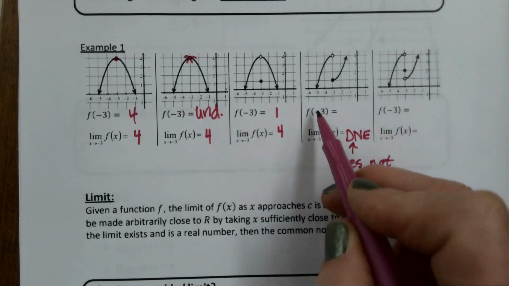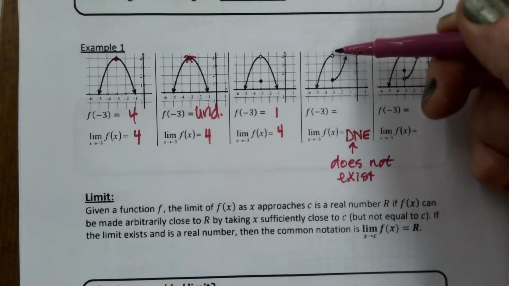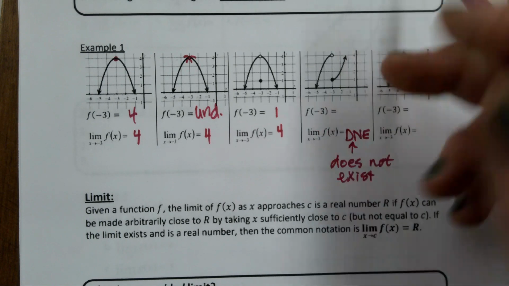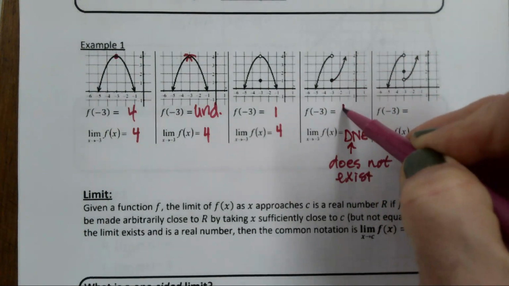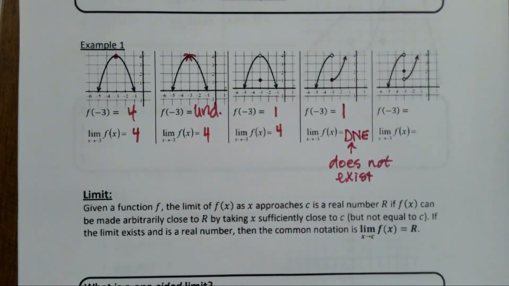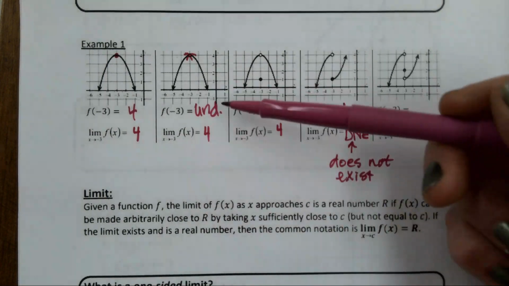So what is my value here? You guys have seen open and closed circles. When it's open, that means it does not exist at that location. If it's closed, it does. So my value here is at 1. The limit and the value do not have to be the same. They can be, but they don't have to be. As you can see, I can have no value but a limit.